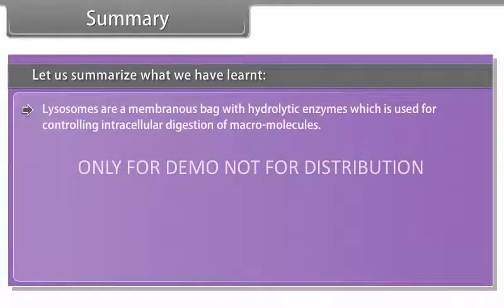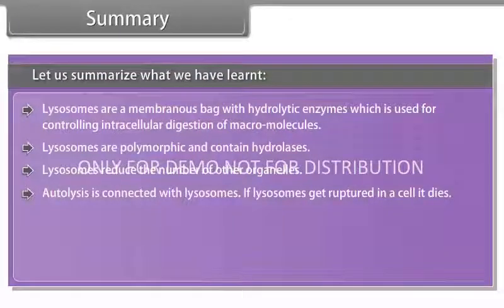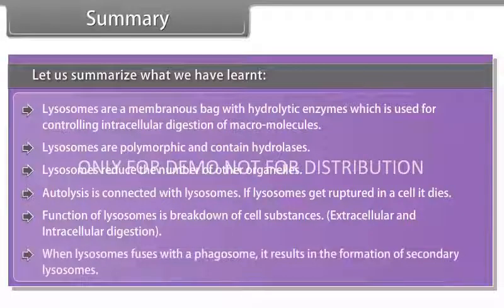Lysosomes are membranous bag with hydrolytic enzymes which is used for controlling intracellular digestion of macromolecules. Lysosomes are polymorphic and contain hydrolases. Lysosomes reduce the number of other organelles. Autolysis is connected with lysosomes. If lysosomes get ruptured in a cell, it dies. Function of lysosomes is breakdown of cell substances. When lysosomes fuse with phagosome, it results in the formation of secondary lysosomes.